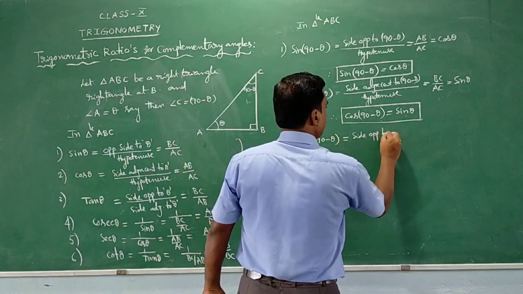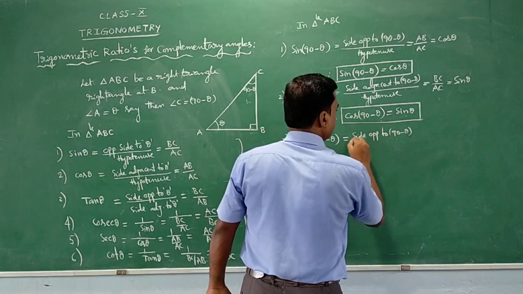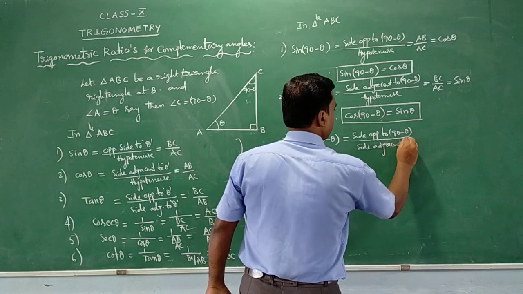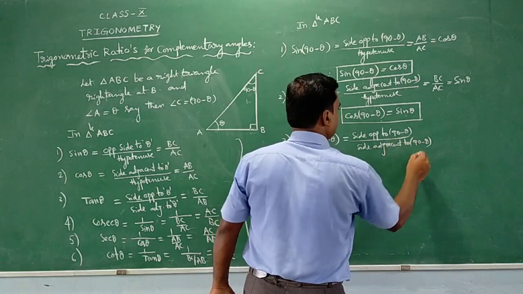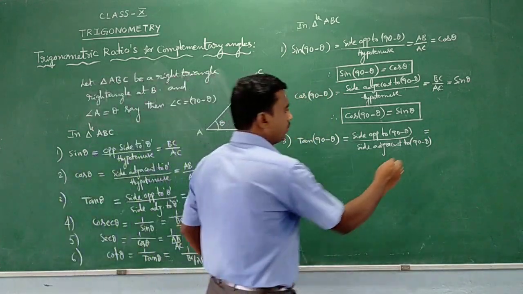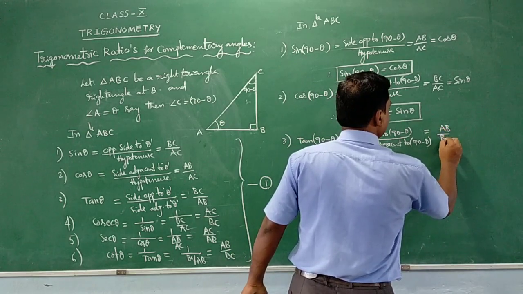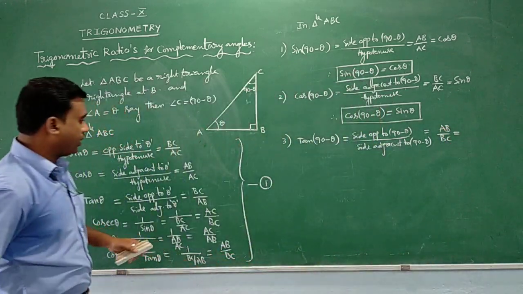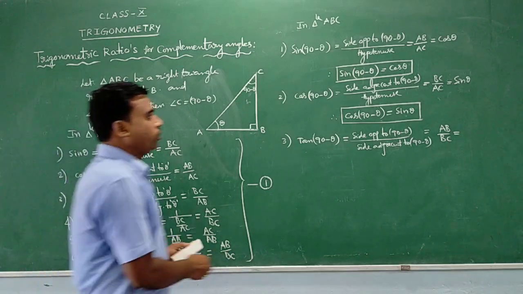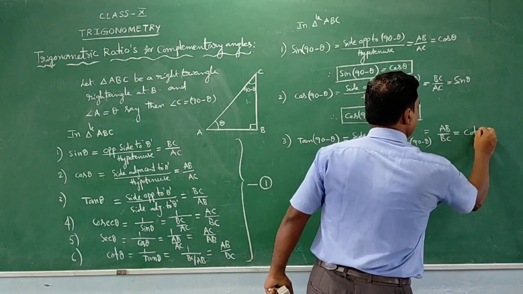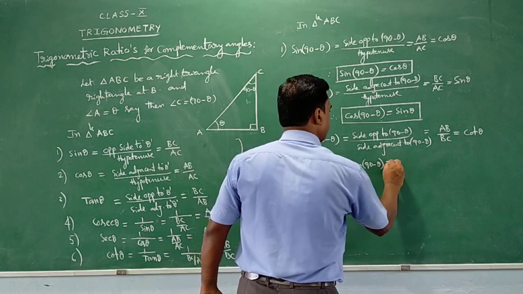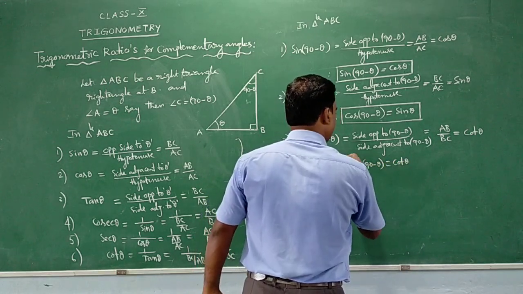opposite to (90 minus theta) by the side adjacent to (90 minus theta). That is equal to the side opposite to (90 minus theta), AB, by the adjacent side, BC. So AB by BC, but AB by BC here is cot theta. Therefore tan(90 minus theta) is equal to cot theta.